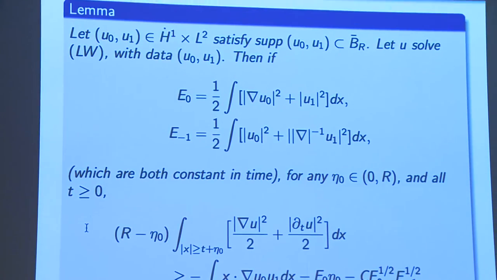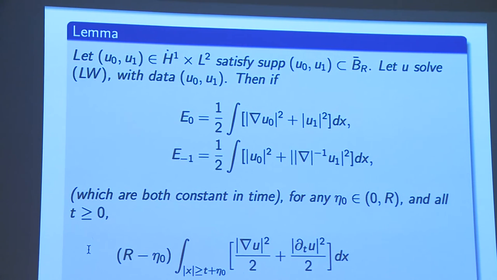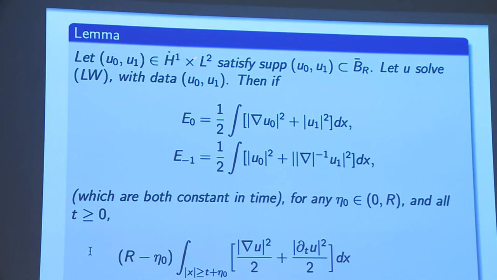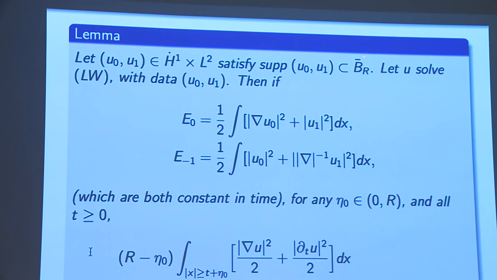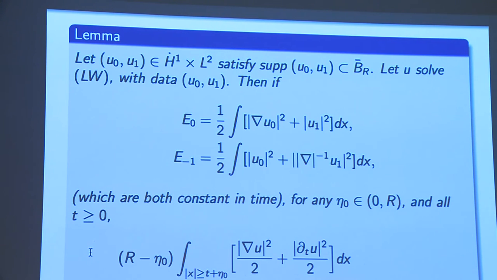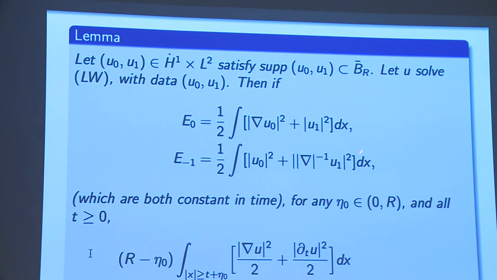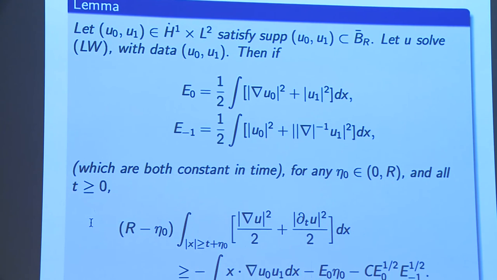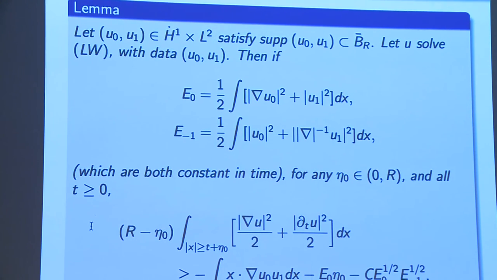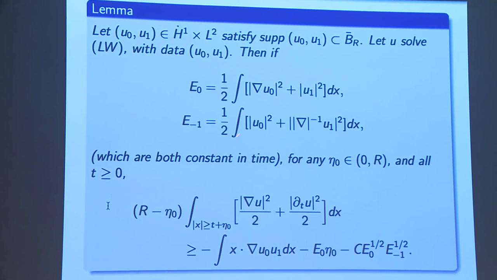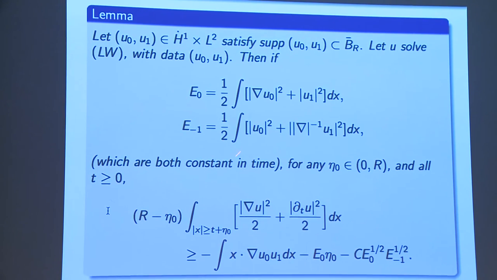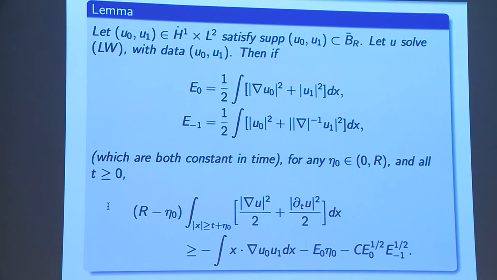Let me just state the dilemma first. So I give myself a pair in H1 cross L2, which is supported in the ball of radius R. And I solve the linear wave equation with this data. Then I'll call E0 the energy, and E minus 1 the L2 cross H minus 1 energy. And I'm allowed to use this one because I have the compact support. And these are both constant in time.